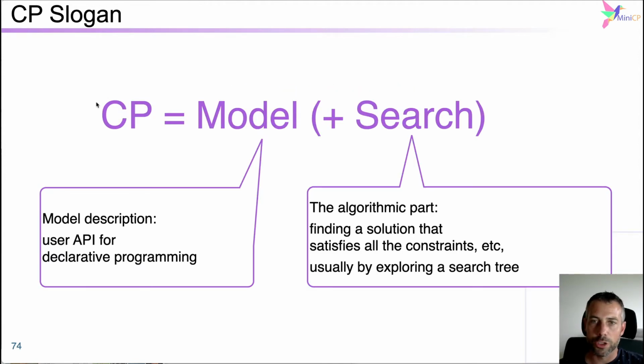Usually, we also say that constraint programming is composed of two very important components. One is the model and one is the search. The model uses the API of the constraint programming solver, and you assemble all the variables and link them with constraints that are available in the API. And the search is the algorithmic part. It's in charge of finding a solution that satisfies all the constraints, and it's usually performed by exploring a search tree.